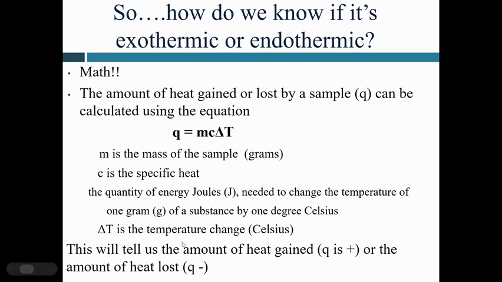So C will change for each element or each compound. If you look at the back of your textbook, there is actually a reference table that will say the specific heat for each element or various compounds. When you solve this equation, you will either get a positive Q or a negative Q. If your Q is positive, you know that it is an endothermic reaction. If Q is negative, you know it is loss and it is an exothermic reaction.